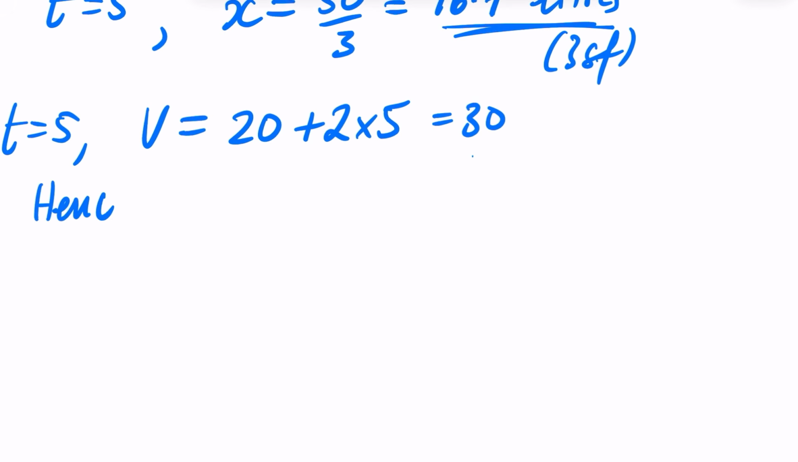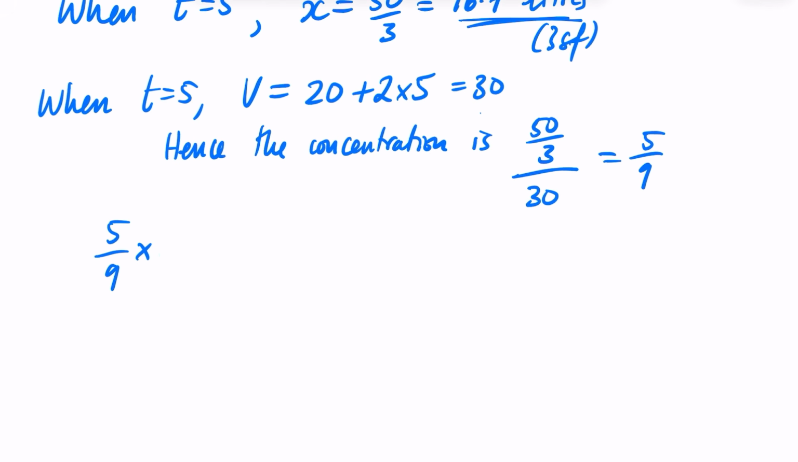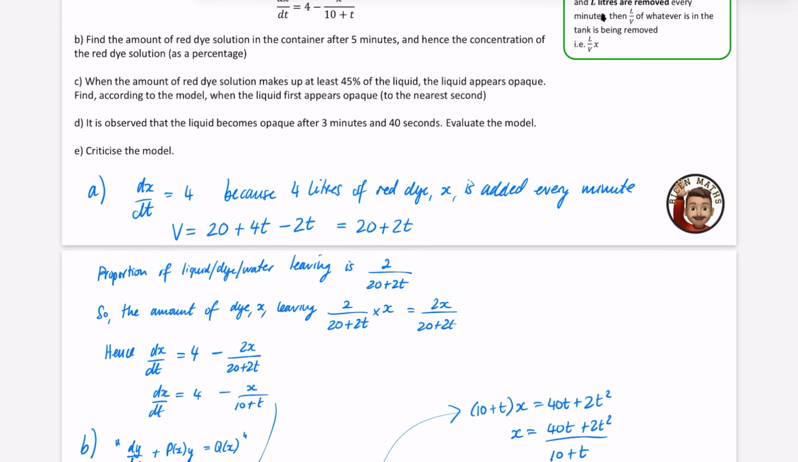Hence, the concentration is... I'm going to not do the 16.7, I'll do the accurate. So I'll do the 50 over 3 over the 30. So it's 50 over 3 divided by 30. It is 5/9. And if I change that to a percentage, 5/9 times 100, because it wanted it as a percentage, we get that the concentration is 55.6% to 3 significant figures. Okay? So that was a pretty tricky question, I think, especially with this idea of the concentration. You have to say how much of the total liquid is the red dye solution.